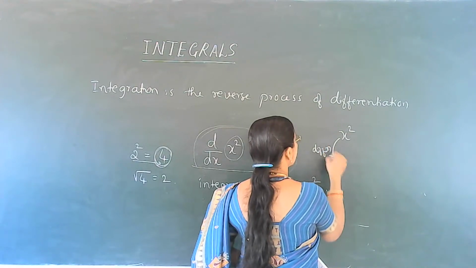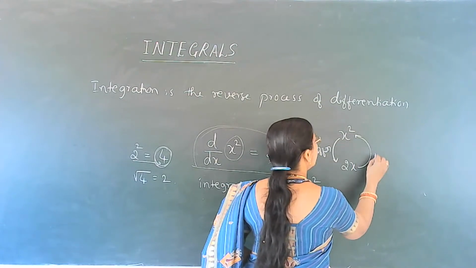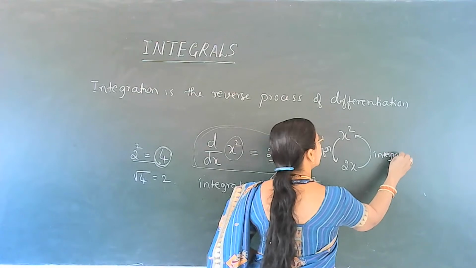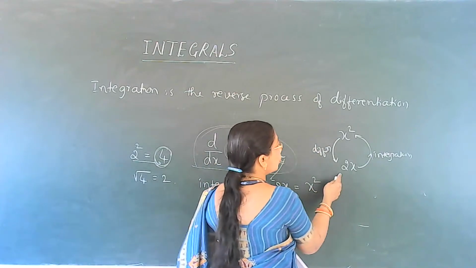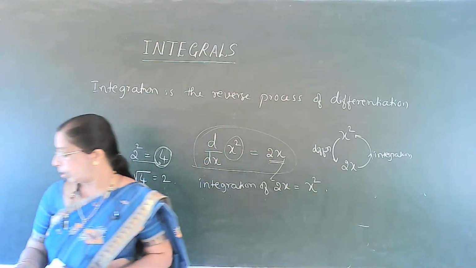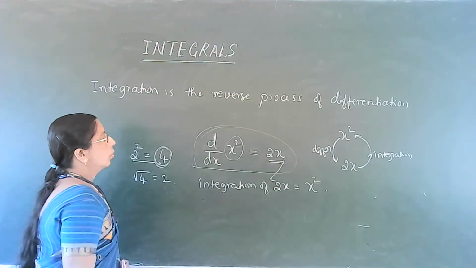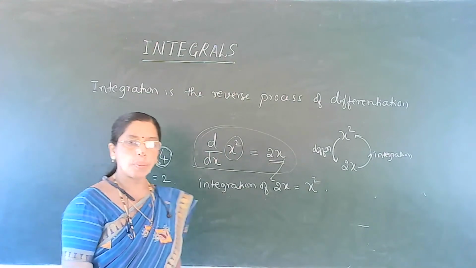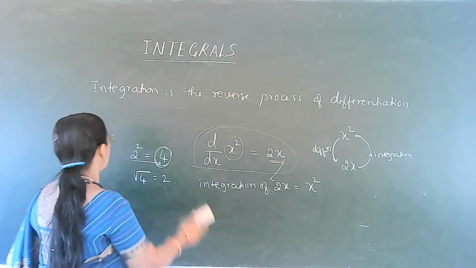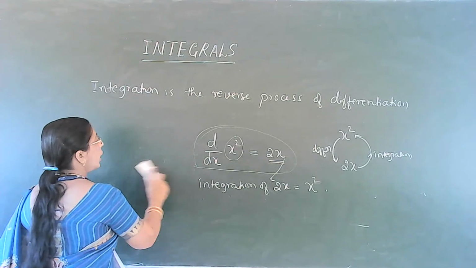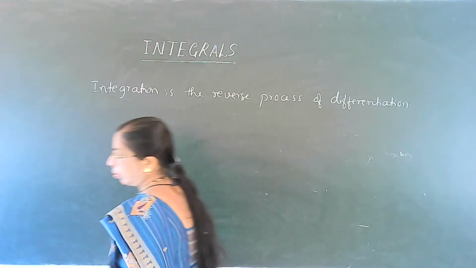Differentiation gives 2x. Then integration of 2x is x square. First we find the integration of a function whose derivative we know, which is the derivative and which is the function. Then we solve many other problems.